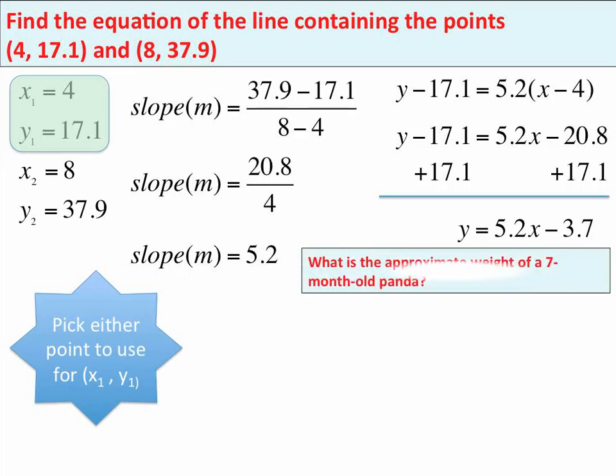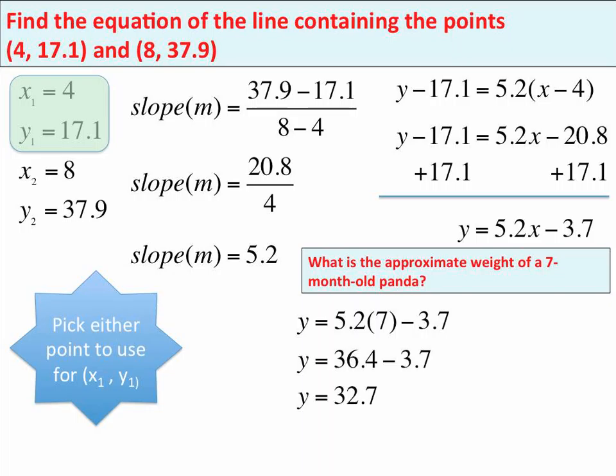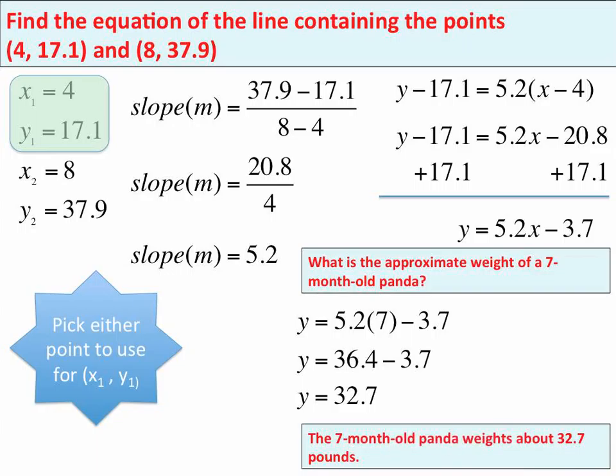Now the question was, what is the approximate weight of a 7-month-old panda? Since x was the age in months, I can just take that 7 and plug it into my equation. So y equals 5.2 times 7 minus 3.7, so y would equal 32.7 pounds. Okay, so the 7-month-old panda weighs about 32.7 pounds.